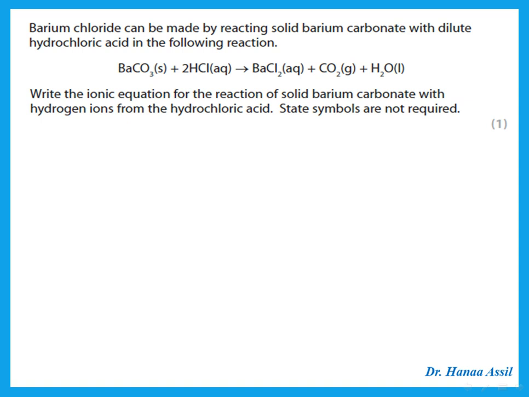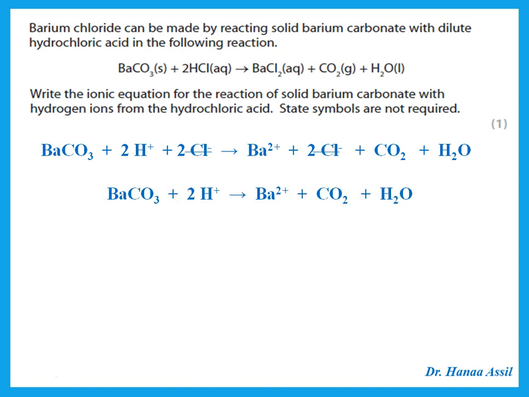Barium chloride can be made by reacting solid barium carbonate with dilute hydrochloric acid. Write the ionic equation for this reaction of solid barium carbonate with hydrogen ions from the hydrochloric acid. So what am I going to ionize? The barium carbonate is a solid, so I copy it as it is. HCl is ionized, barium chloride is ionized, the gas or liquid is not ionized, and then I cancel whatever is the same on both sides of the arrow, and I'm left with this net ionic equation.